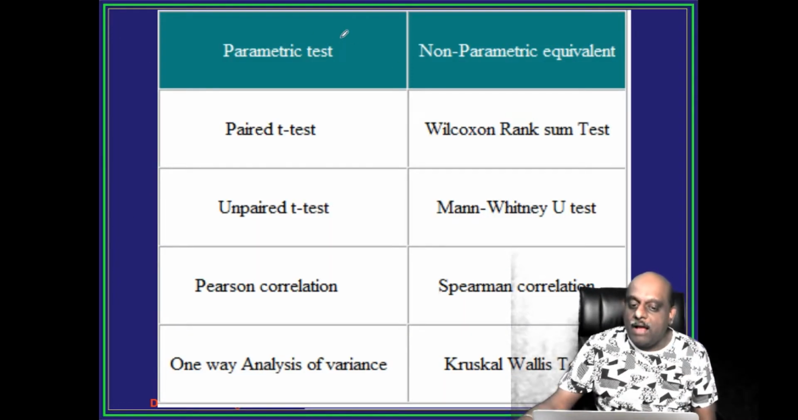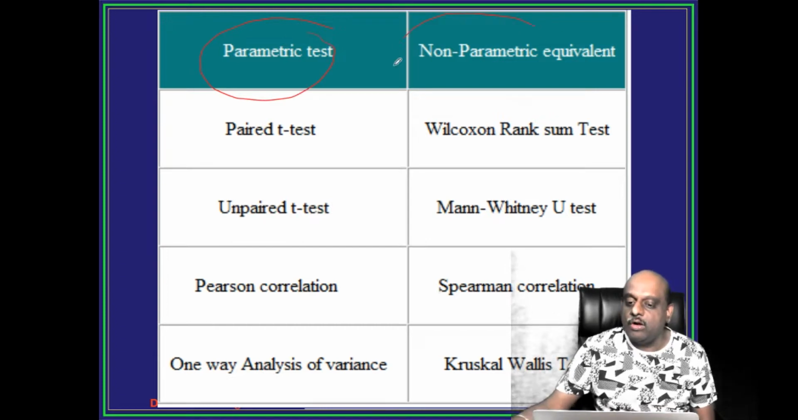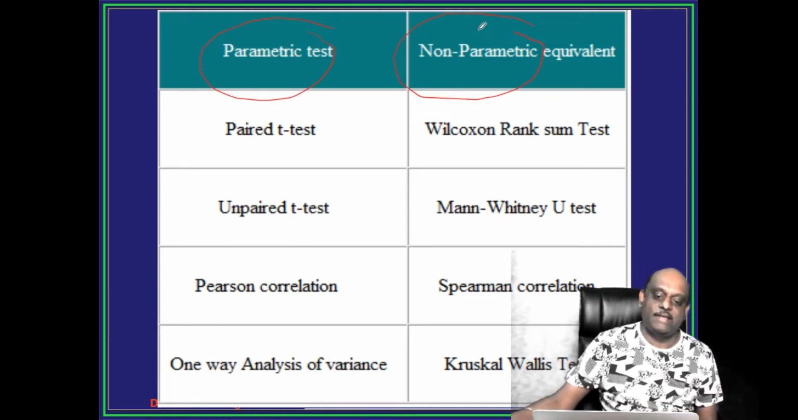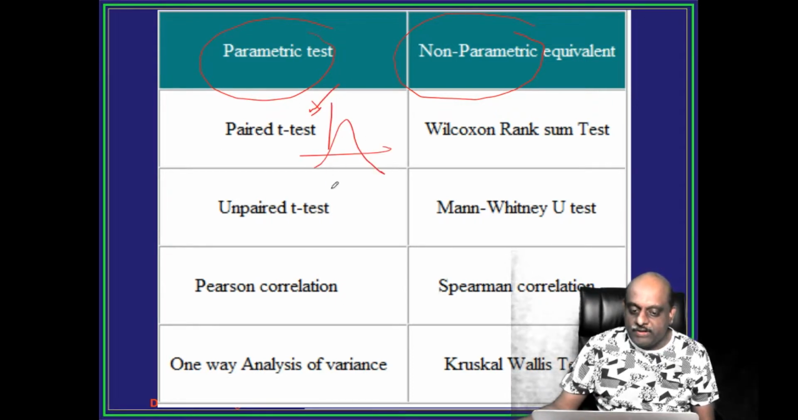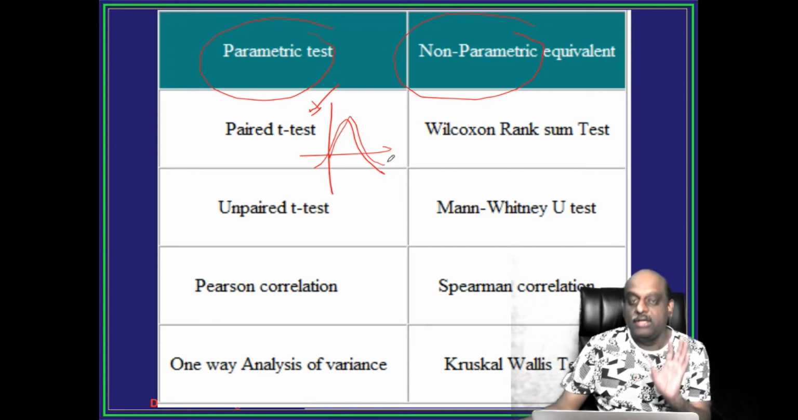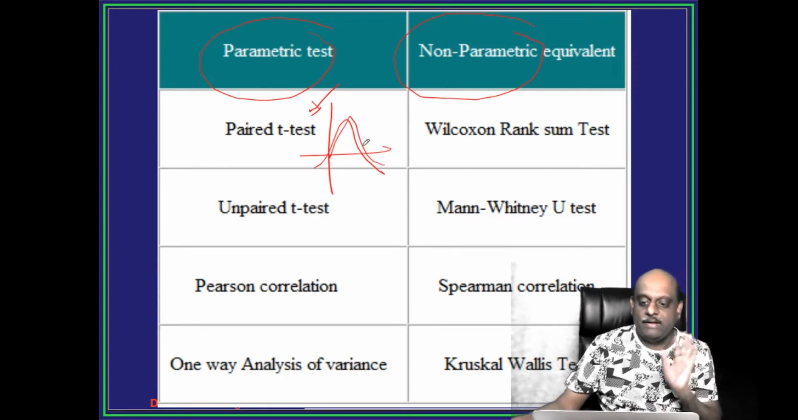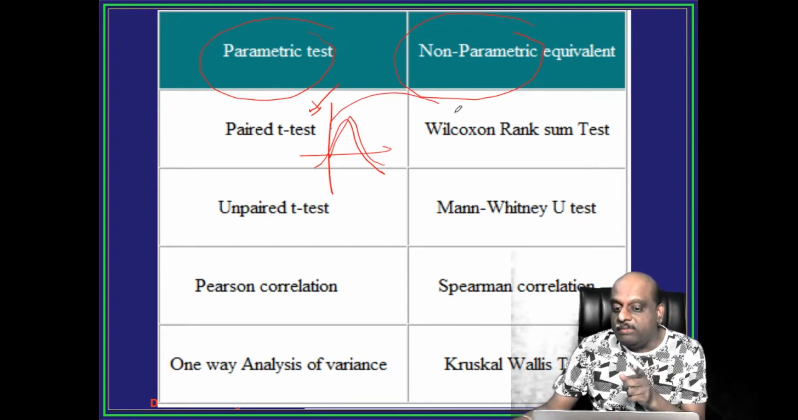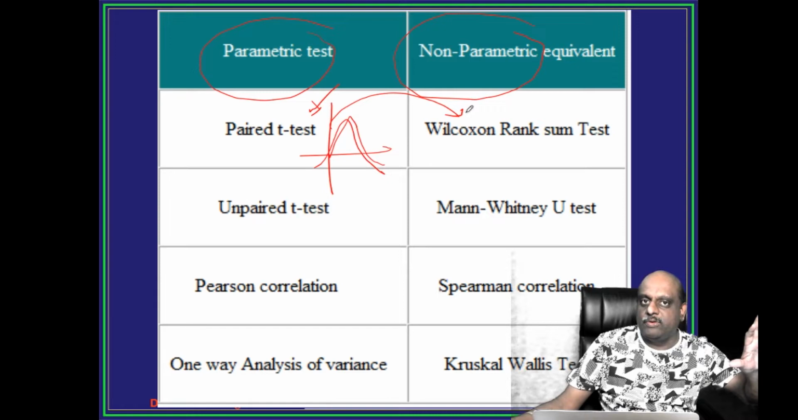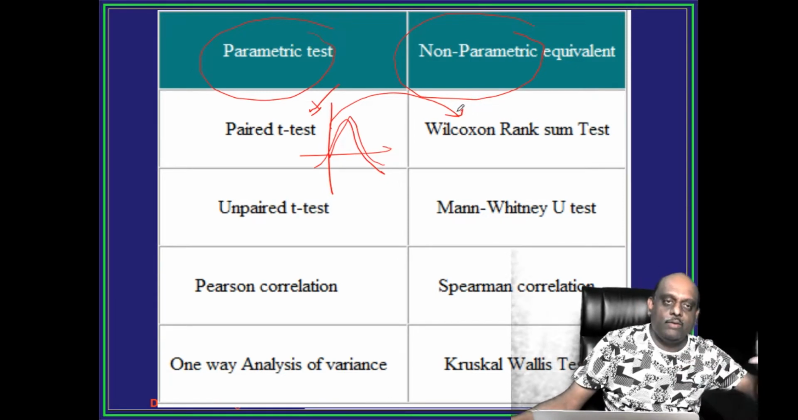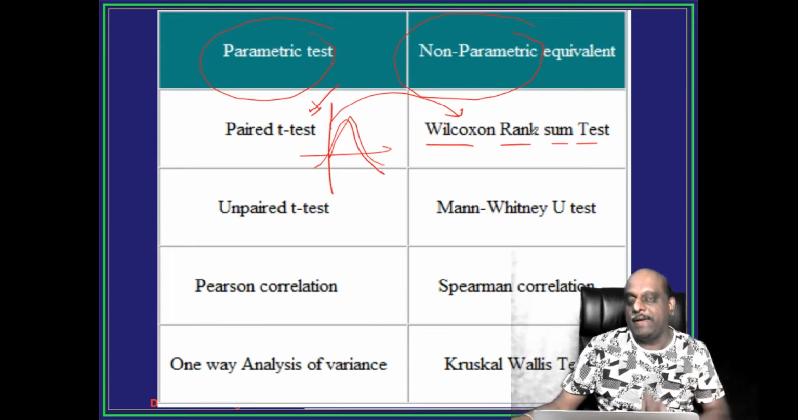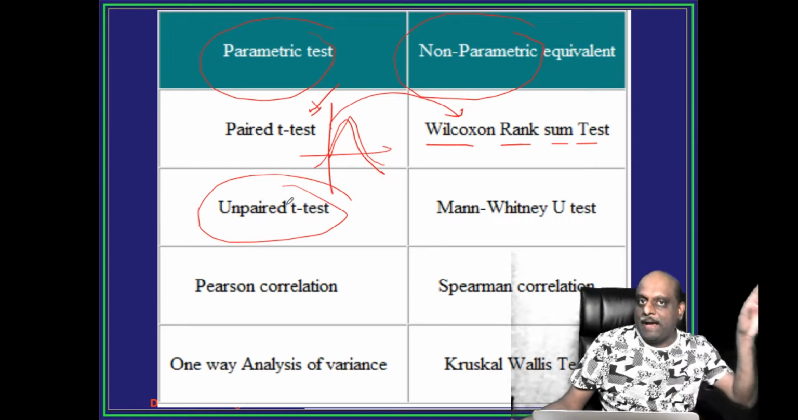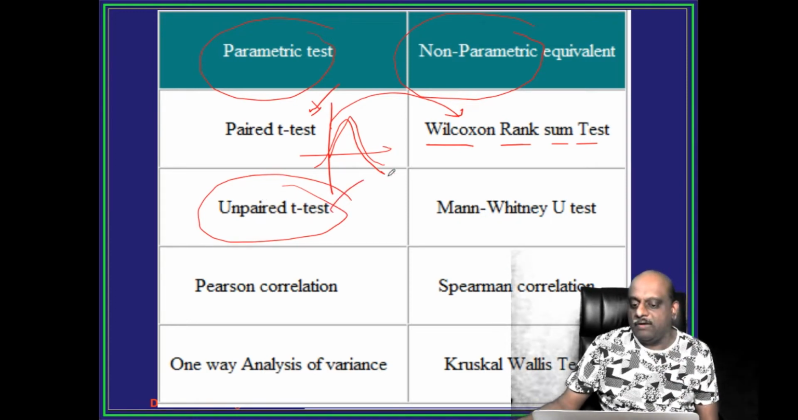So doctor, parametric tests versus the non-parametric equivalent of that test. Let us see. Paired t-test: you will do a paired t-test only when the distribution of the population is normal. What is the counterpart in a non-parametric, that is, not a normal distribution? Wilcoxon signed rank test is similar to paired t-test. The counterpart of the unpaired t-test is the Mann-Whitney U test.